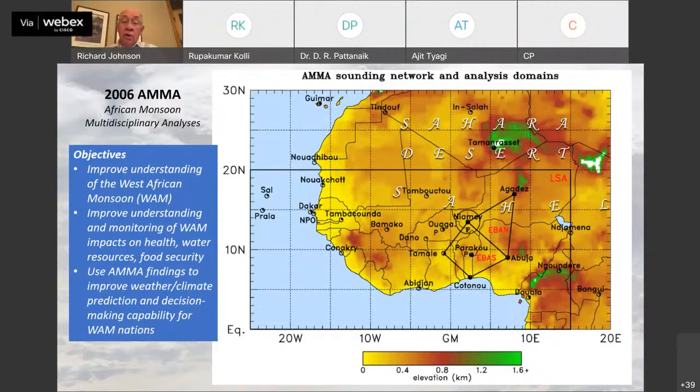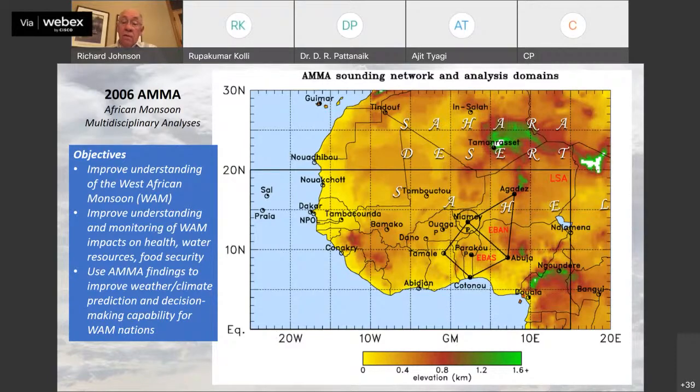So here we have to the north the Sahara Desert. The colors are the topography over the region. And south of the Saharan Desert, we have the Sahel region. A number of the stations indicated there are operational sounding sites.